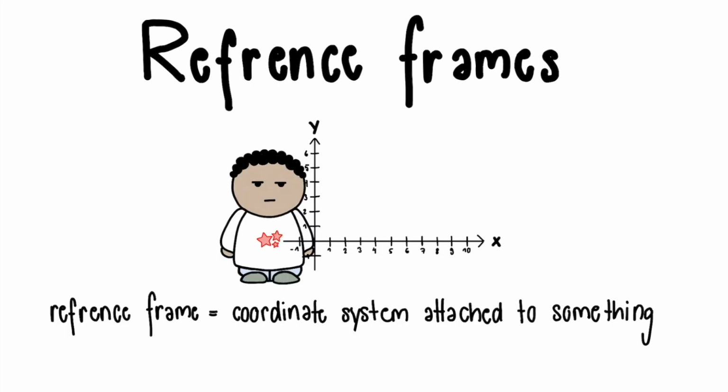Now to the first small topic, reference frames. So, what is a reference frame? A reference frame is like a coordinate system attached to something. If we measure or calculate the motion of an object, we measure it with respect to some kind of reference frame. The result of our measurement depends on the choice of reference frame.